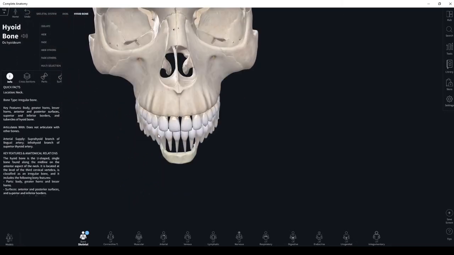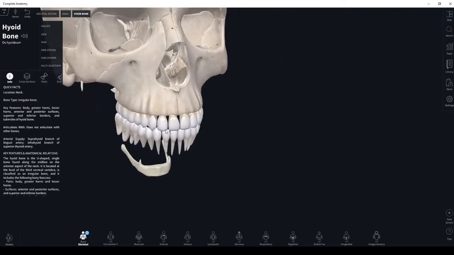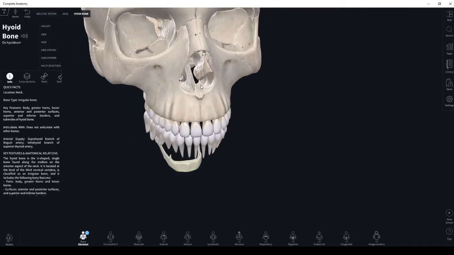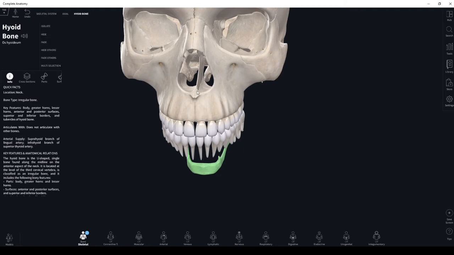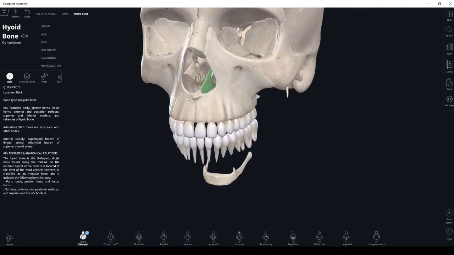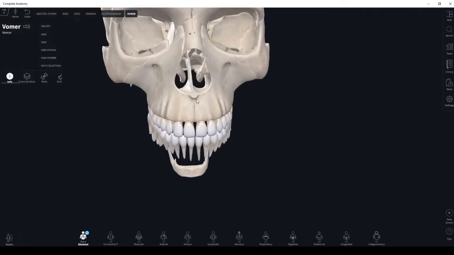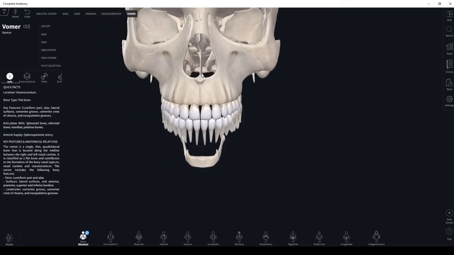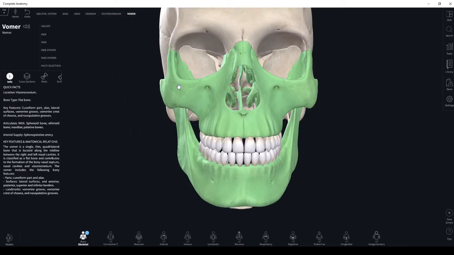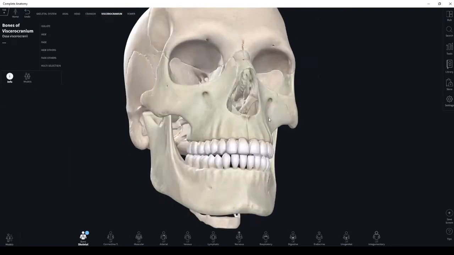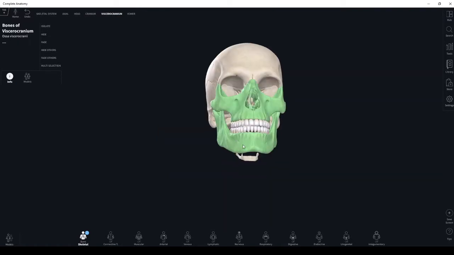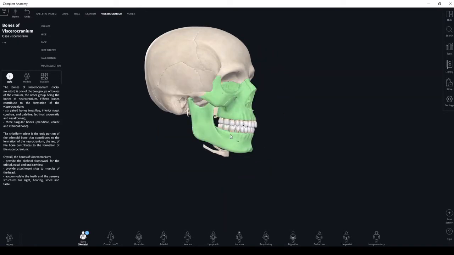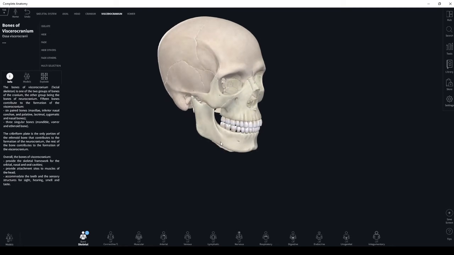All of these bones, also, I forgot to mention the vomer. All of these belong to the facial cranium, the viscerocranium, the anterior facial or splanchnic part of the skull.